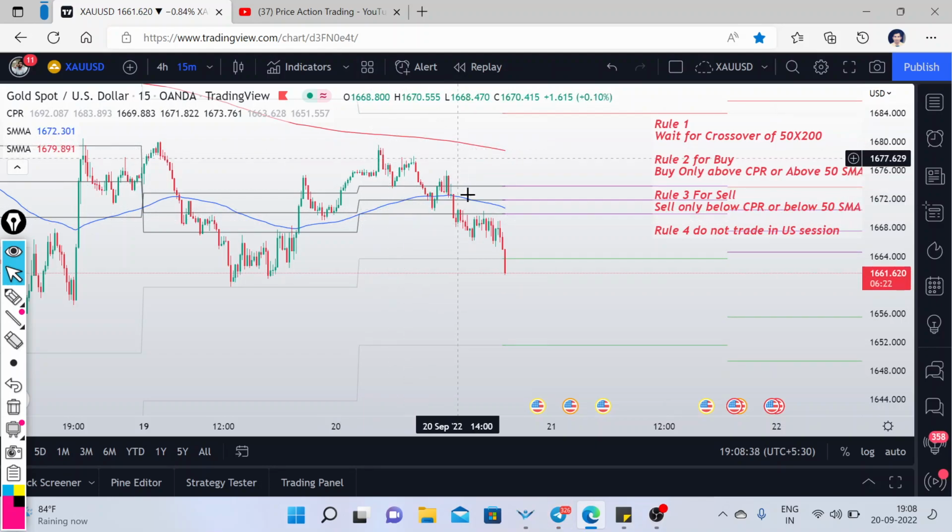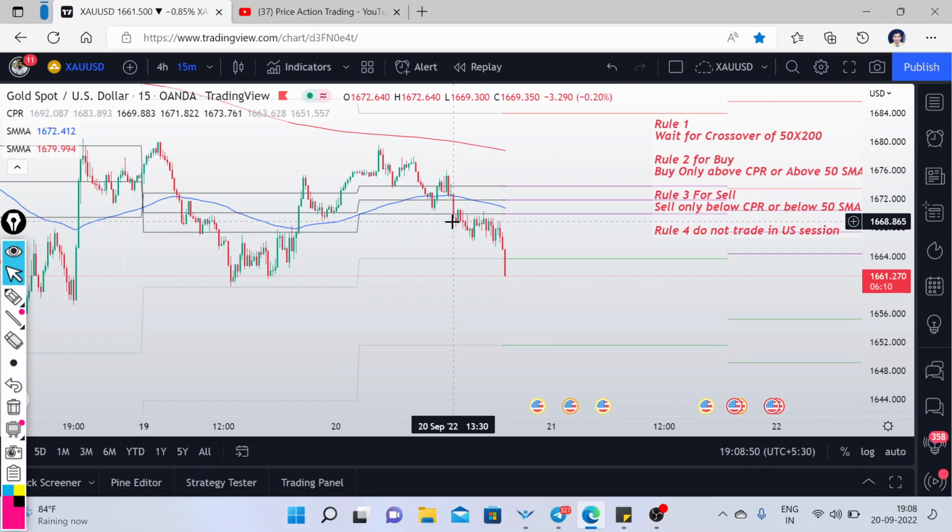Like today, before the US session, we do not have much movement, but if you want to hold, that totally depends on you. But generally in the US session, you know that the data or the news impact turns the price upside and downside very aggressively, which is not good. So that totally depends on you. If you want to backtest, you can backtest it.